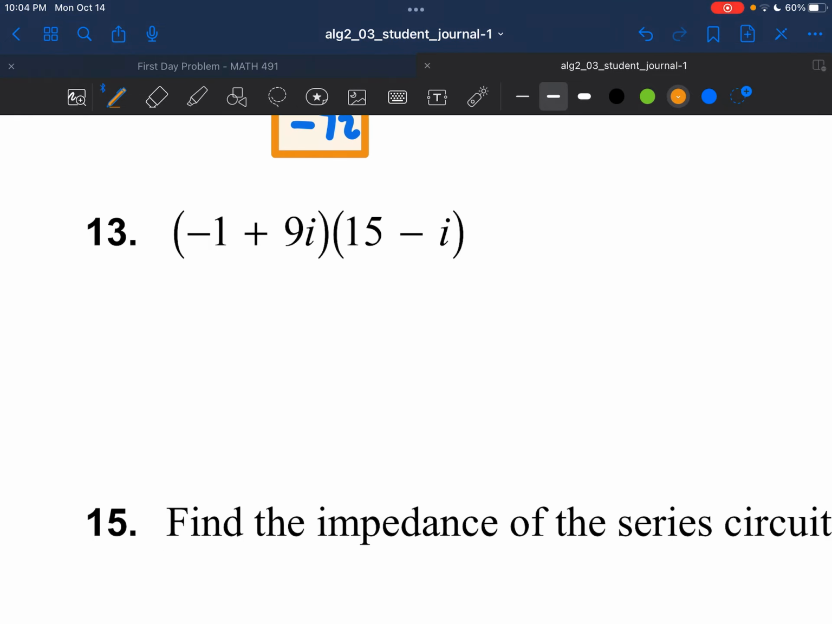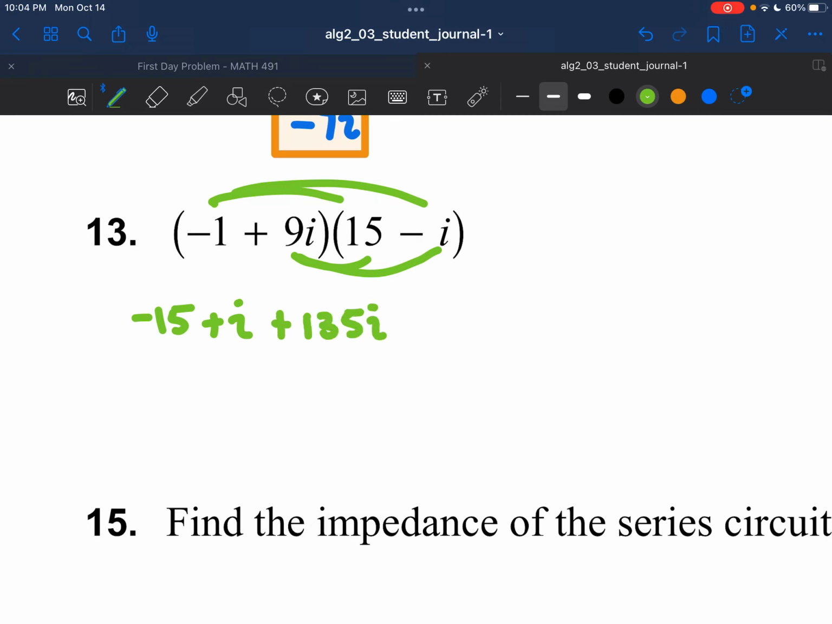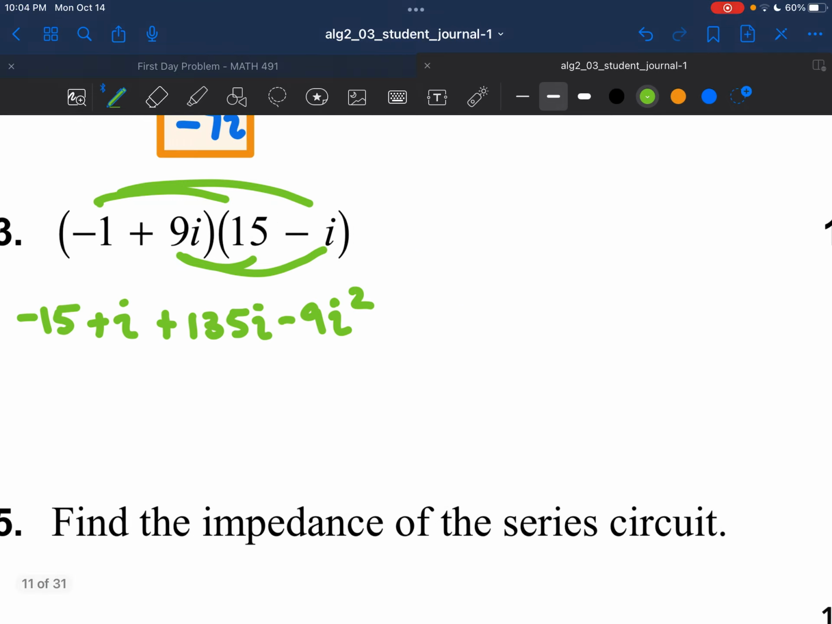All right. When we multiply, we're going to go ahead and FOIL. So it should look something like this. Okay. So negative 1 times 15 is negative 15. Negative 1 times i is positive i. 9i times 15 is positive 135i, and then 9i times negative i is negative 9i squared.